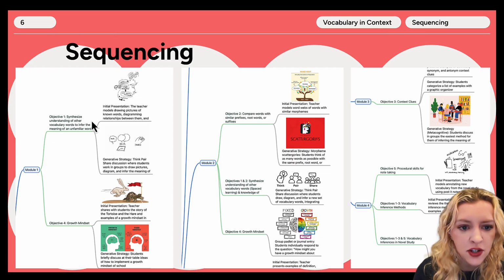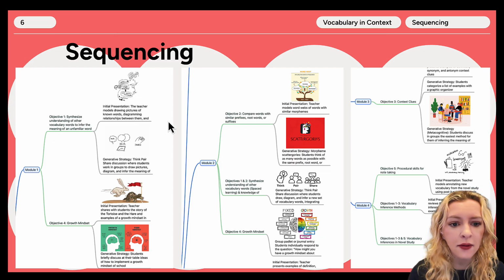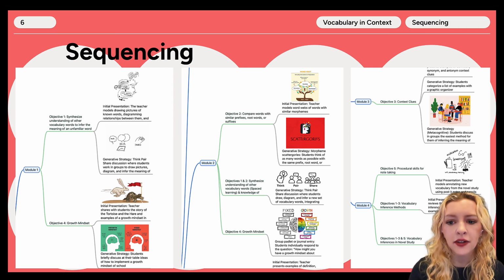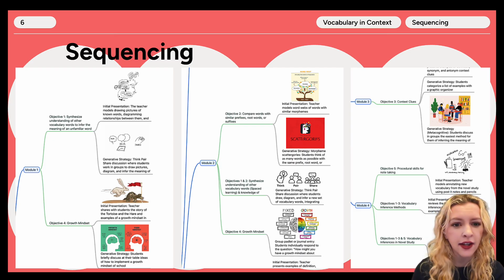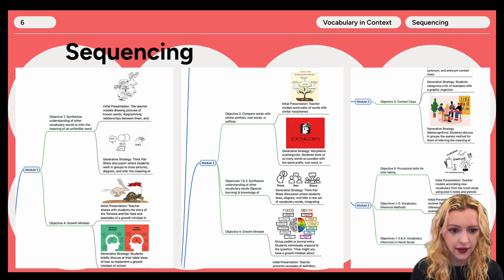For the first objective, there will be an initial presentation of modeling, and then I will have them think, pair, share together, draw pictures, diagram, and really try to visualize conceptual knowledge. Because one of the things that we learned in the reading was that with concepts, it's important to try to visualize it if they are concrete concepts and to discuss it if it's an abstract concept. So I think think, pair, share is a really good strategy for that.